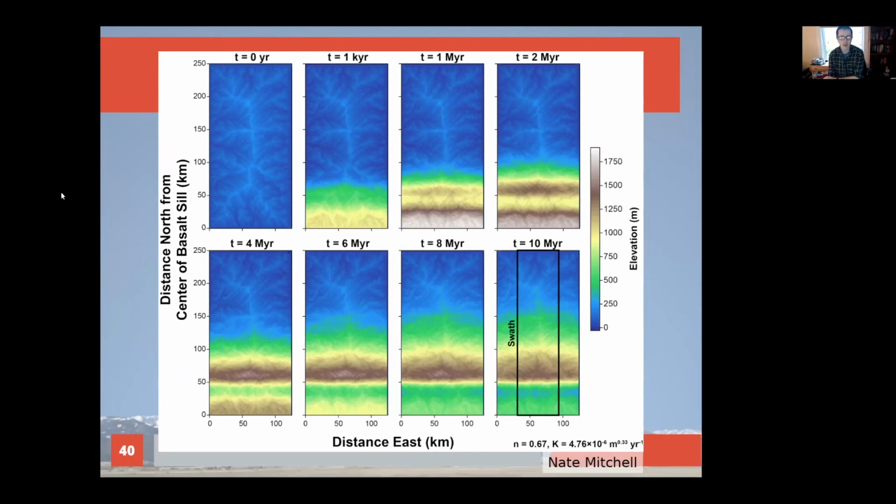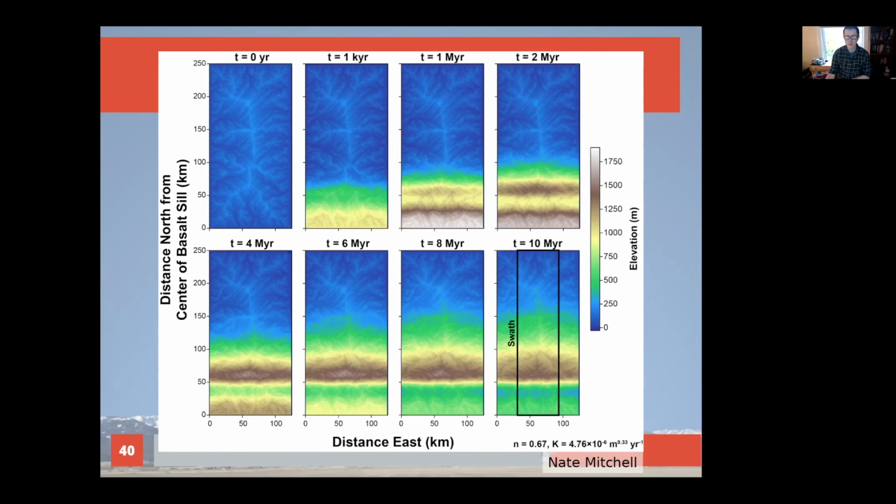They're taking the outputs from the model that I showed you with predicted uplift rates, and applying those as an uplift field to surface process models. So looking at how erosion will modify this landscape based on the uplift patterns that we observe, or that we predict from these crustal flow models. And again, this is one of those things that we've only started. So we haven't done an exhaustive parameter search to find one that best fits Yellowstone.